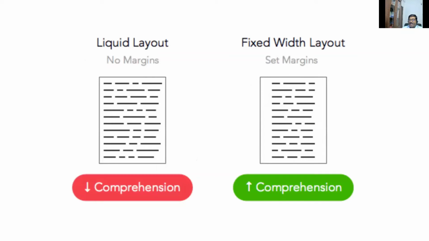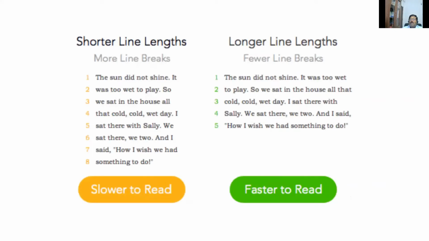No margins or justification will decrease comprehension for the examiners, whereas a fixed, uniform-looking paper will increase comprehension. More line breaks and shorter line lengths will make the examiner go at a slower pace. The slower the reading, the more the mistakes will appeal to the examiners. So ensure longer lines with fewer line breaks so that it is faster to read. When the examiner reads faster, he comprehends faster. So if there are mistakes, there is a chance that the examiner will overlook them.